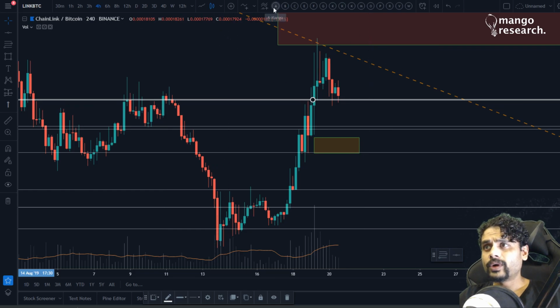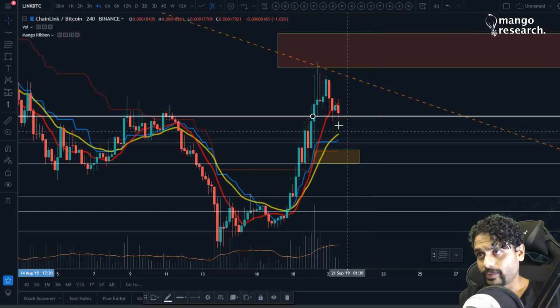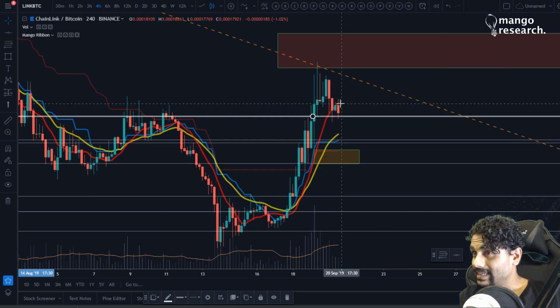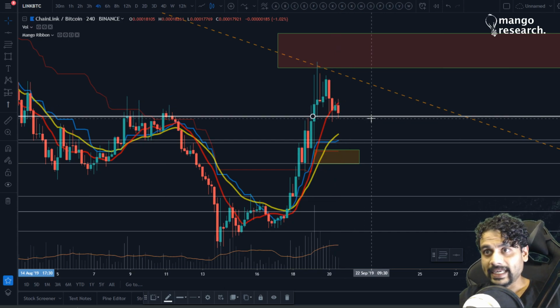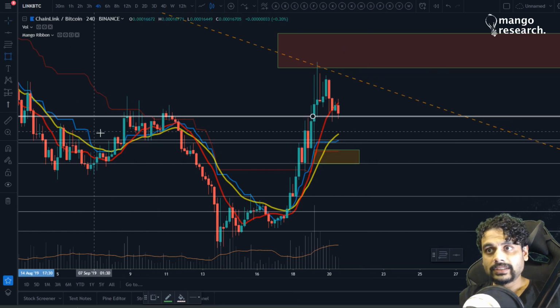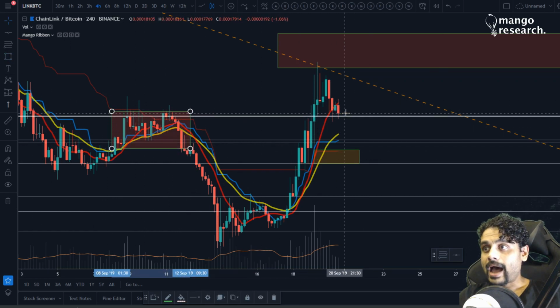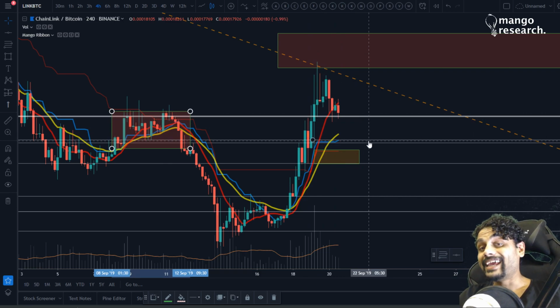We can go ahead and turn on a mango ribbon to see what we have going on over there. Okay, we have lost the 10 SMA. That is a more bearish setting. If we close underneath this horizontal over here, right, which lines up with this cluster over here that you guys can see, I'll be looking for a move all the way down to 0.172. That could be a good entry point for those of you who are not already in the trade.